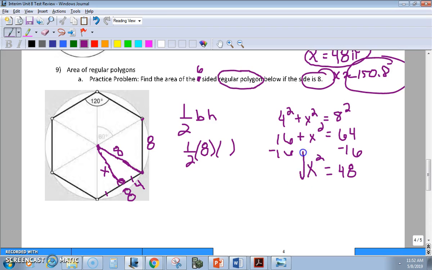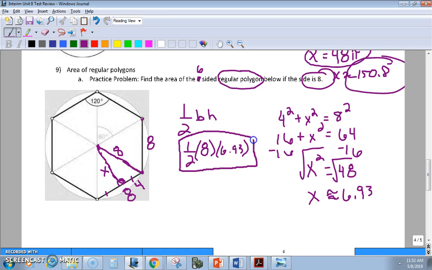And then we take the inverse of squaring something, which is a square root. So x, our height, is just equal to the square root of 48, which is, I'm going to put that in my calculator, approximately 6.93. So now I'm going to put that in for the height, 6.93. Parenthesis. Remember, this is just for one of the triangles. When I figure this out, I need to multiply it by 6.